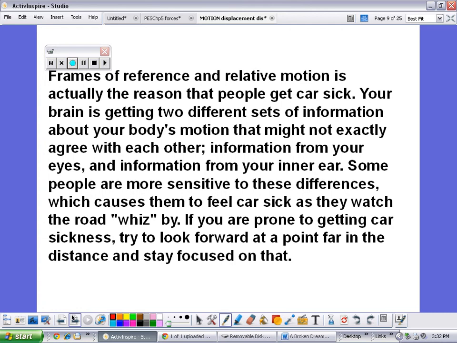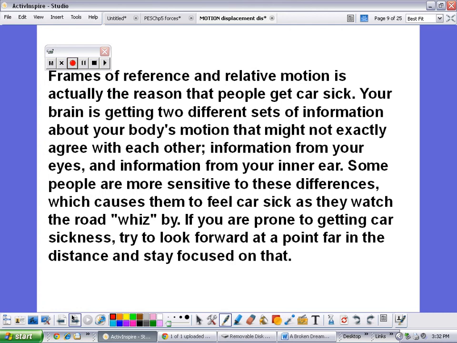So that's the key thing, is that's why most of the time people who get car sick like to sit in the front seat, and they get more car sick if they sit in the back seat because they're not able to find that focal point as well sitting in the back as they can in the front.